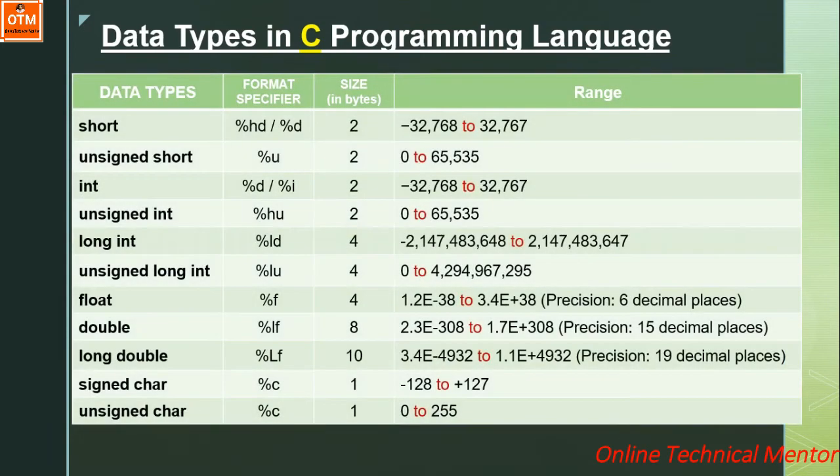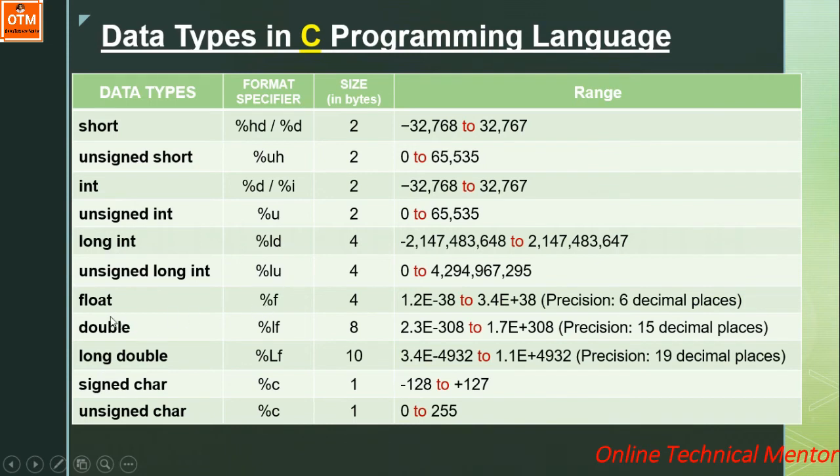Now look at what the other data types are: short, unsigned short, int, unsigned int, long int, unsigned long int, float, double, long double, signed character, unsigned character. Each data type has its corresponding format specifier. For short, we write %hd or simply %d. For unsigned short, it is %uh. For int, %d or %i, you can write either. For unsigned int, %u. Long int, %ld; unsigned long int, %lu.